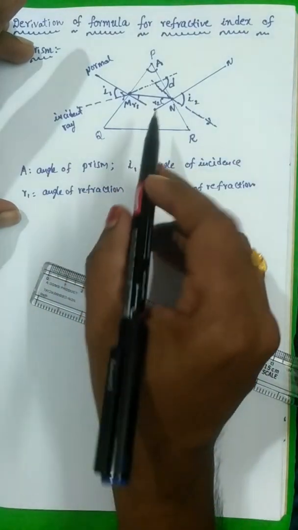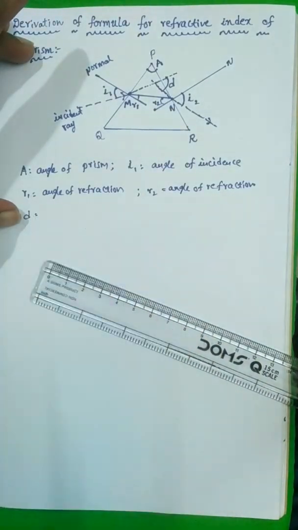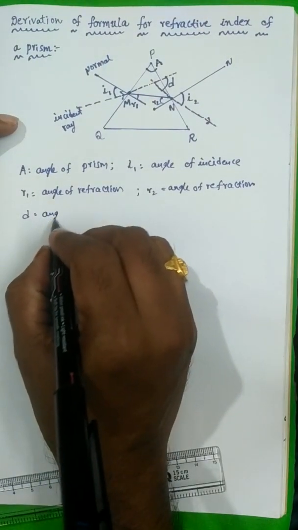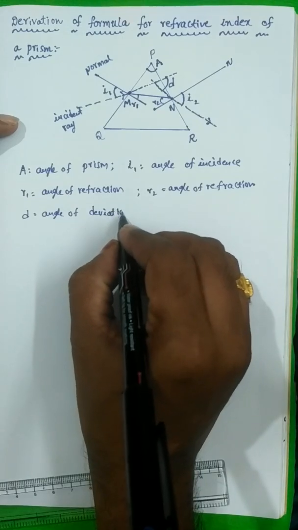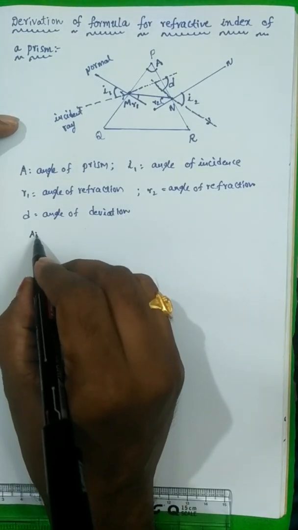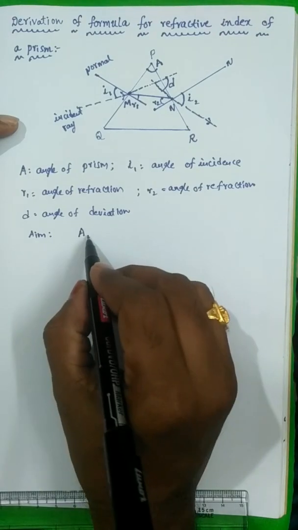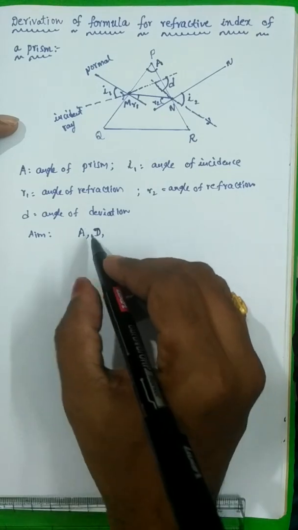D is the angle of deviation. Now our aim is to derive the relation between the angle of incidence and the minimum angle of deviation.